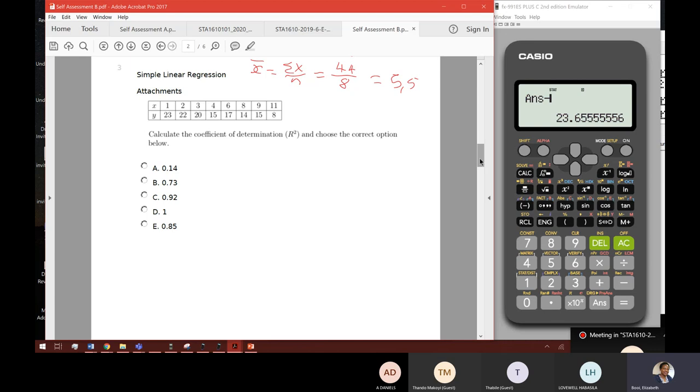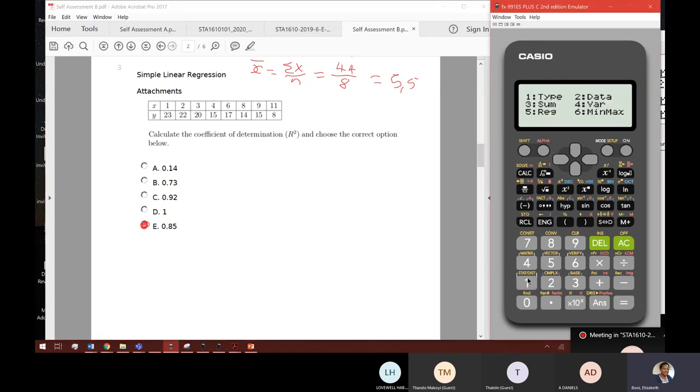Ma'am, I got 0.85. You get 0.85, which will be option number E. So let's see if we get 0.85. Shift 1, and you go back to reg, which is 5. And we're going to press number C, which is R. Number 3, R, not what I did. Shift stat, number 5. And we press 3 for reg, and we press equal.